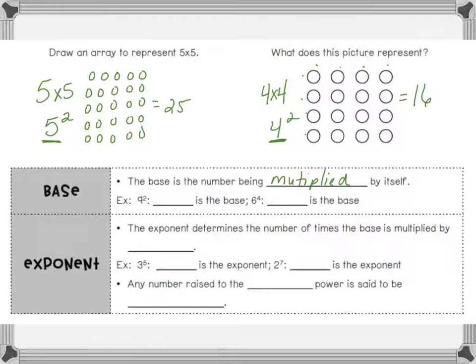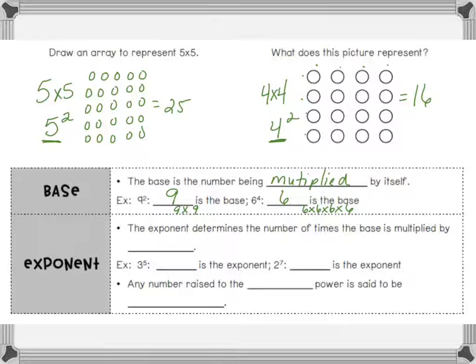So in 9 squared, 9 would be the base. It's the number that's being multiplied by itself. So this would mean 9 times 9. In 6 to the 4th power, 6 is the base. And this means 6 times 6 times 6 times 6.